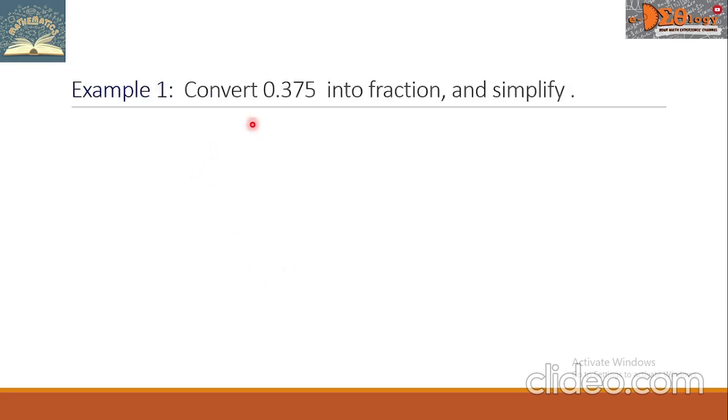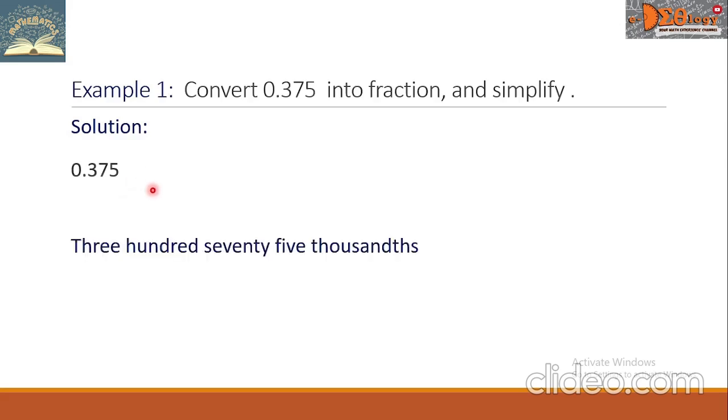Example 1. Convert 0.375 into fraction and simplify. The given decimal is 0.375. We read this formally as 375 thousandths. We include here the place value of the last digit, which is 5, the thousandths. By this, we express our decimal as a fraction, just like this.